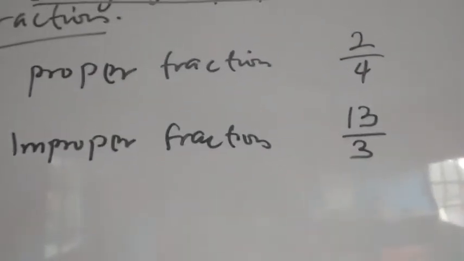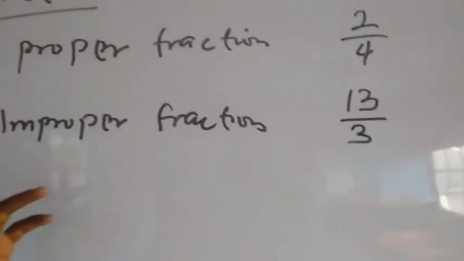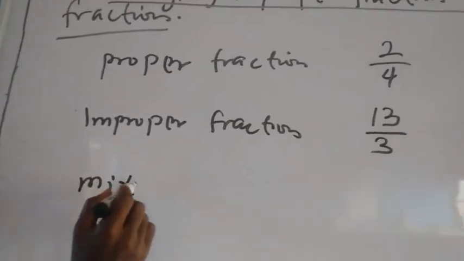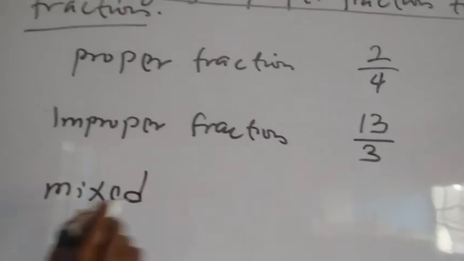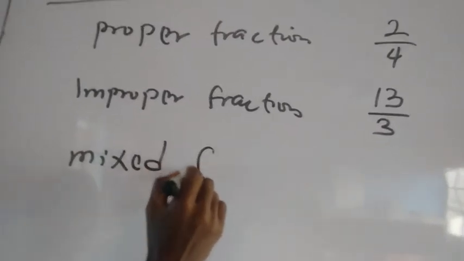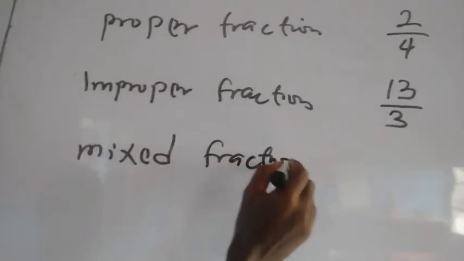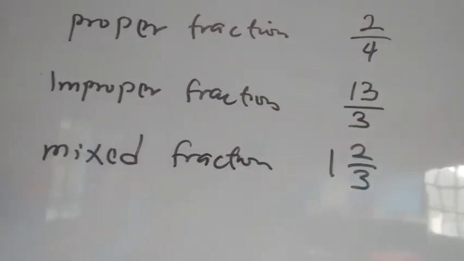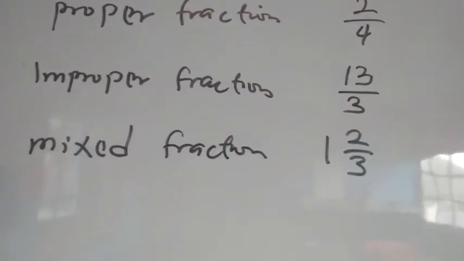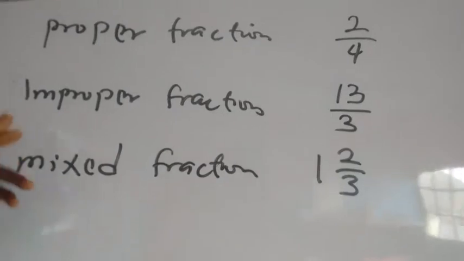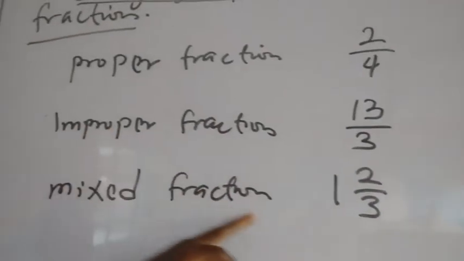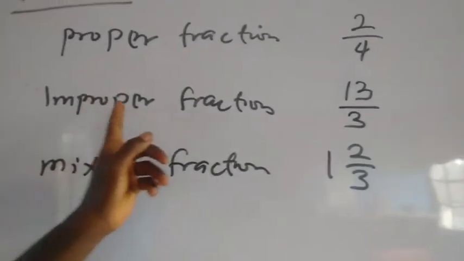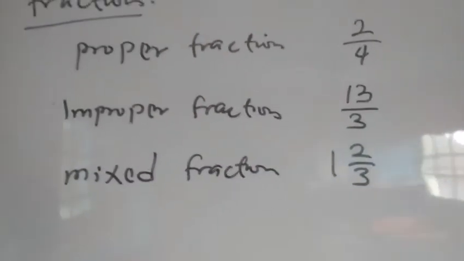Improper fraction. So today we'll be looking at how we can change this to a mixed fraction. And when we talk of a mixed fraction, it is attached with a whole number. One whole number, 2/3. This is an example of a mixed fraction. Now I want to look at how we can convert, change this to this. That's what we're looking at today. How we can convert from improper to mixed fraction.